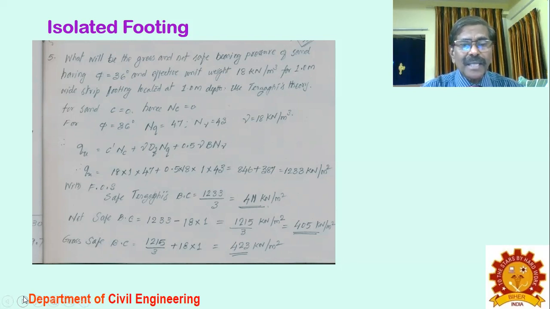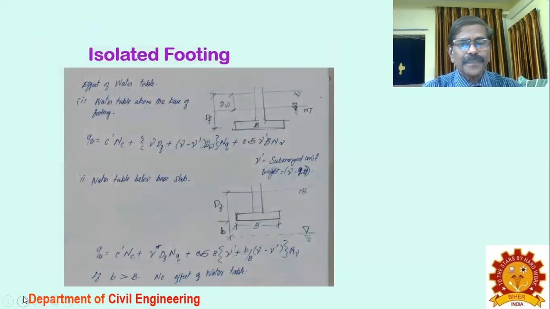So the gross safe bearing capacity is equal to 1215 by 3 plus 18 into 1. You get 423 kilonewton per meter square, slightly more than 411. That is because the net safe bearing capacity is taken and the backfill is accounted for. So you get slightly more bearing capacity for the soil. These are all the small concepts applied in foundation engineering.